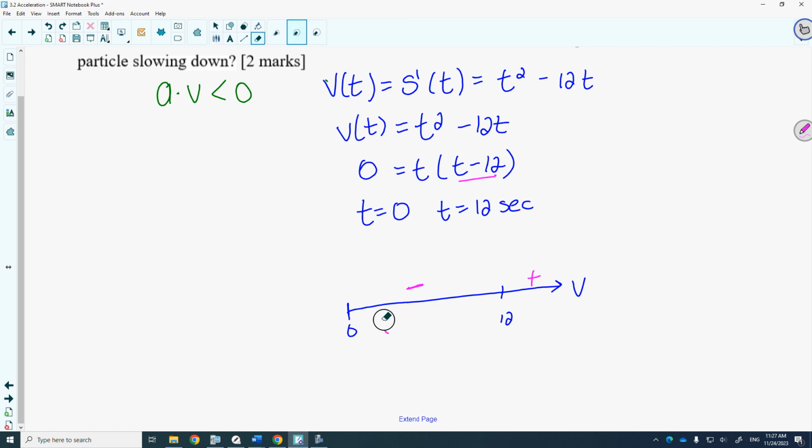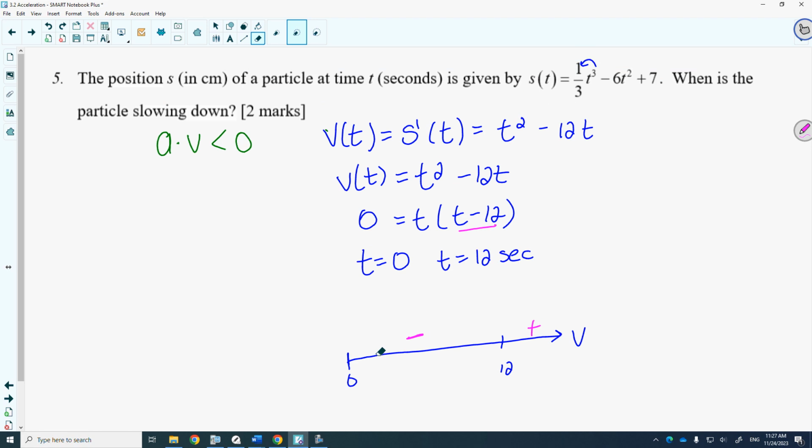Let's look at the acceleration function now. So the acceleration function, a of t, is the derivative of the velocity function, or it's the second derivative of the position time function. So a of t is equal to, Shaywa, what would a of t be equal to?